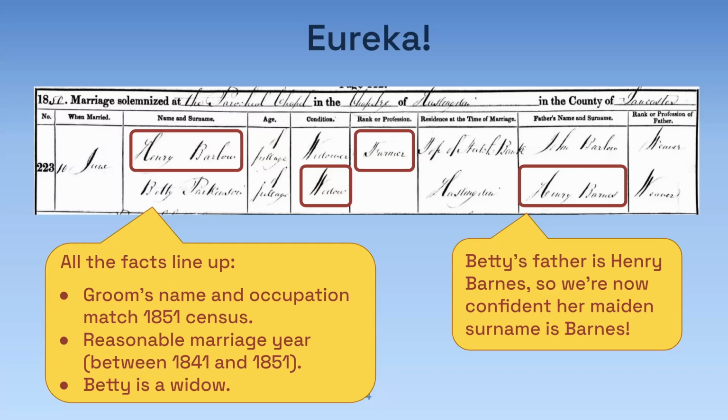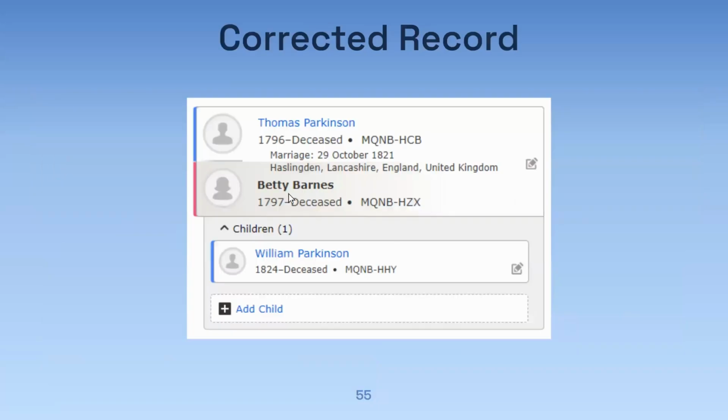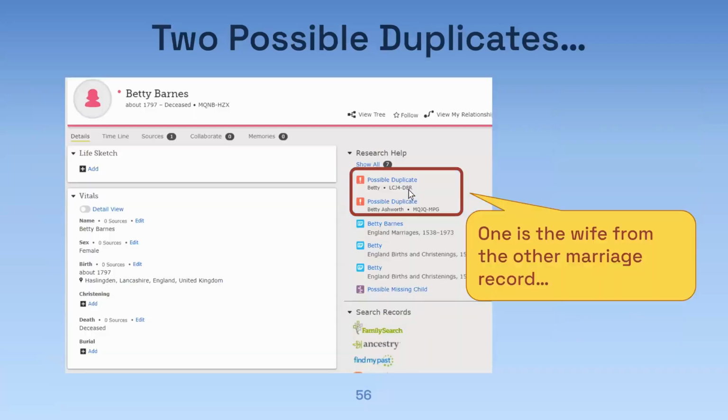So now we're confident that the marriage of Thomas Parkinson to Barnes is the right marriage, and Barnes is her maiden name. So we come back here and we correct Betty's name to be Betty Barnes, and the corrected record is done. But this goes back now to our comment about rabbit holes. When you correct information in Family Tree, often other tasks or problems will come up.